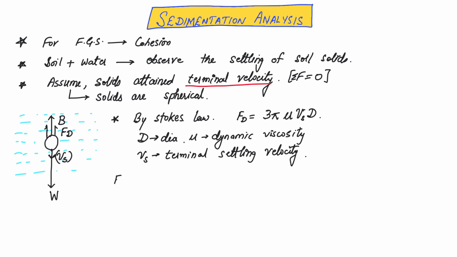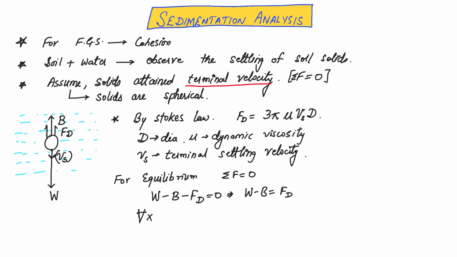Now, for equilibrium, the summation of forces should be equal to 0. So W minus B minus the drag force should be equal to 0, or sometimes we write W minus B is equal to the drag force. Now, what is the weight? Weight is the volume of the sphere into gamma s, the unit weight of the solid, whereas the buoyant force is equal to the weight of fluid displaced by the body according to the Archimedes principle.